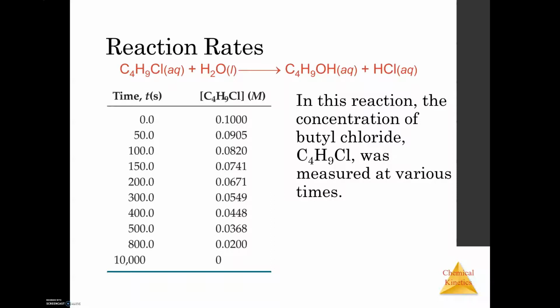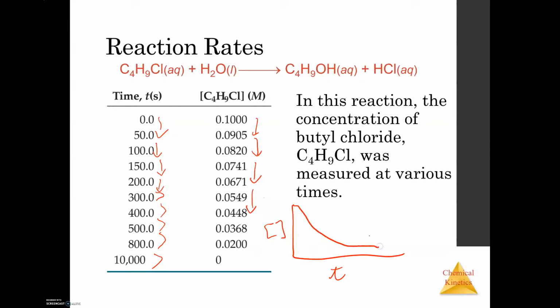So now in this case, we're looking at C4H9Cl. What happens here is it goes down a little bit, it keeps going down, and it keeps going down. But if you notice here, with the time, it's fairly quick to begin with, but then here it starts to change, and then here it starts to change more, and then here it changes more. So if we were to graph concentration versus time, what we'd see is an exponential decay.